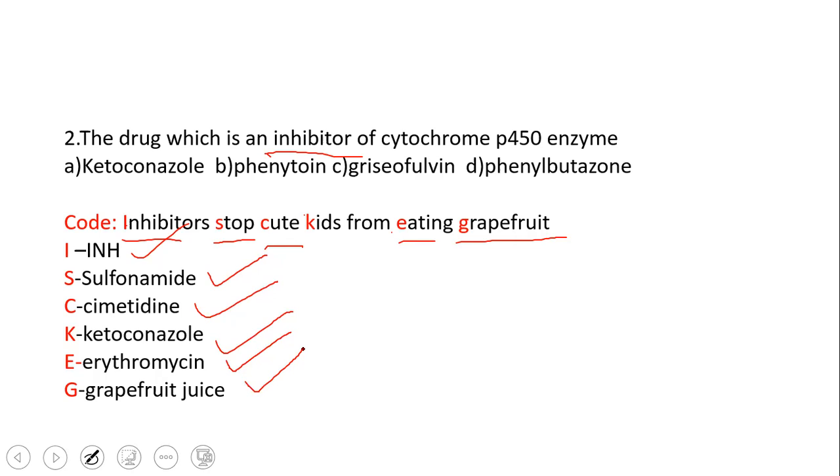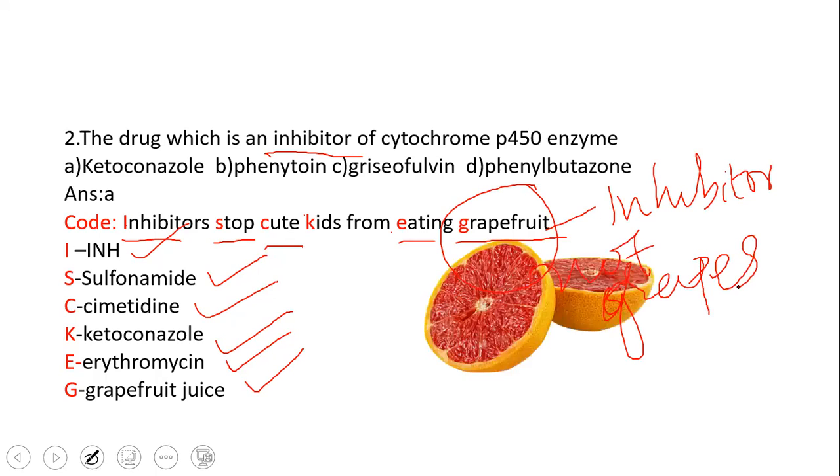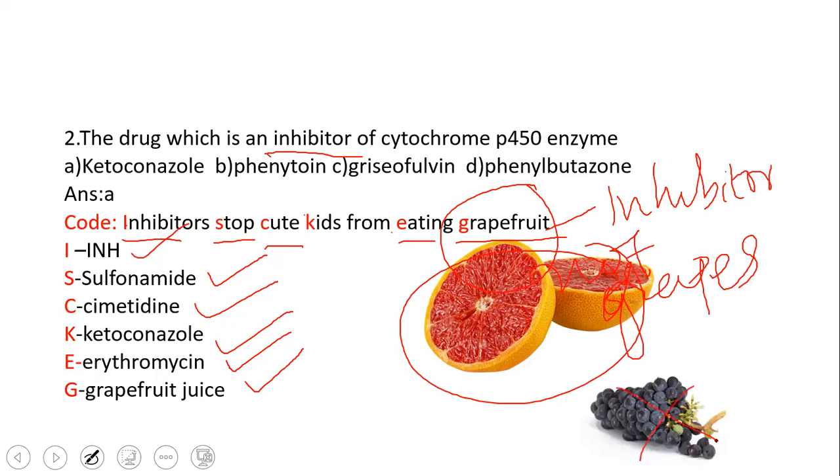One thing I want to convey is that grapefruit is actually the inhibitor of cytochrome P450, not our regular grapes. Grapes are not an inhibitor of cytochrome P450. Just for information, I am telling you grapefruit is the inhibitor, not these grapes. Okay.